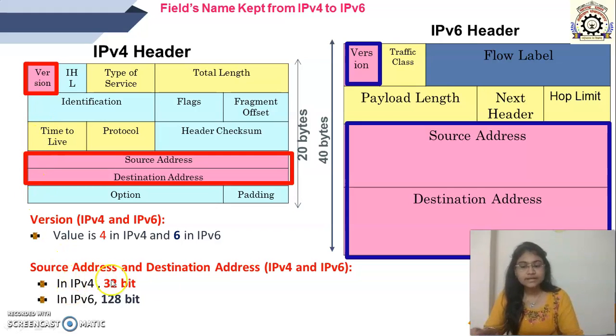Again, source address and destination address are available in both IPv4 and IPv6. But the difference is that in case of IPv4, it has a size of 32 bits. And in case of IPv6, source address and destination address both have a size of 128 bits, which means the address space increases in case of IPv6.